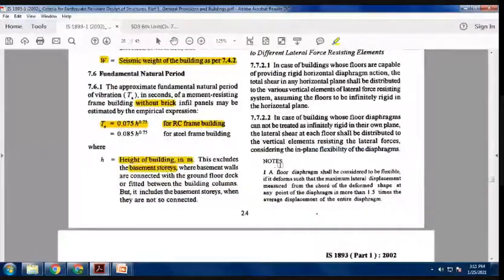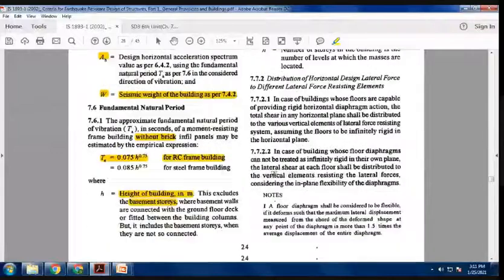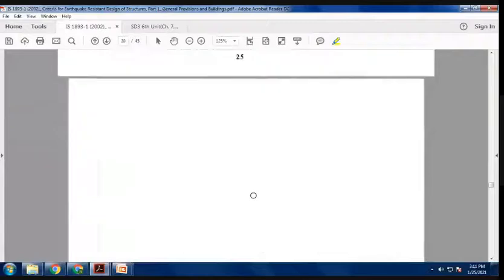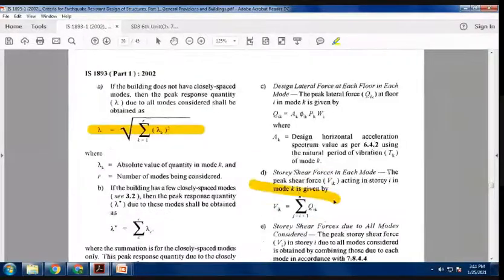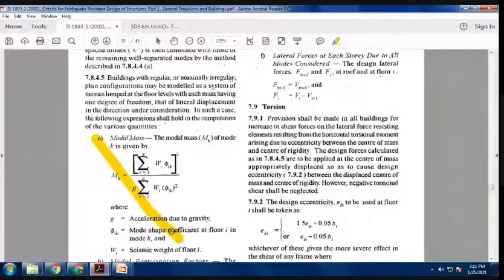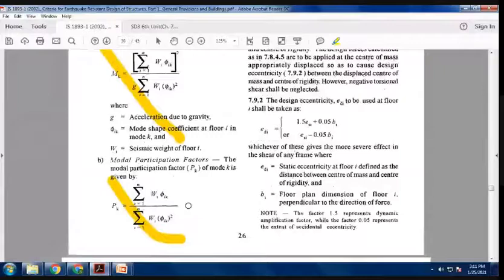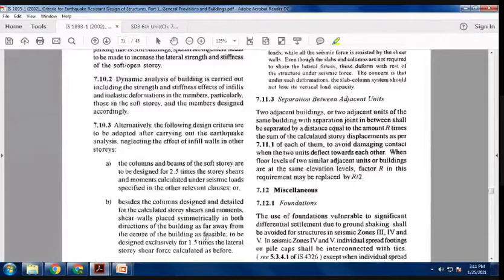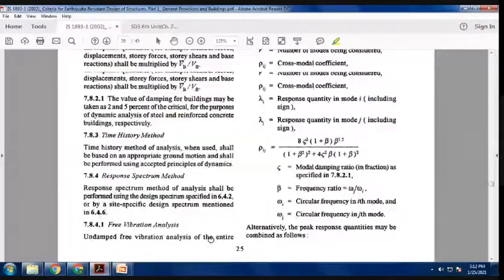So whatever you have just seen is for static forces. We have formulas for the dynamic forces also, but dynamic force is not in your syllabus. These are all for the dynamic, so we will go for the static.